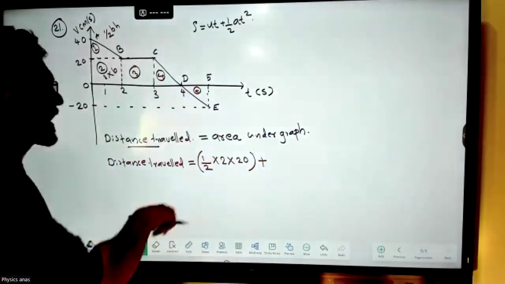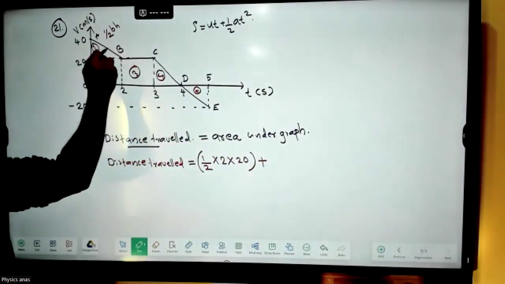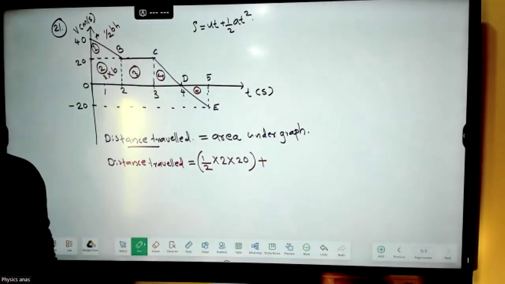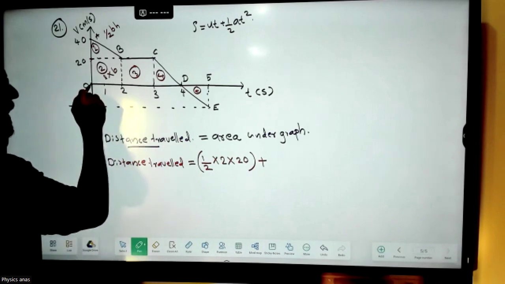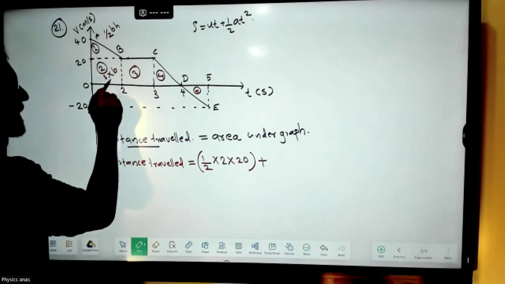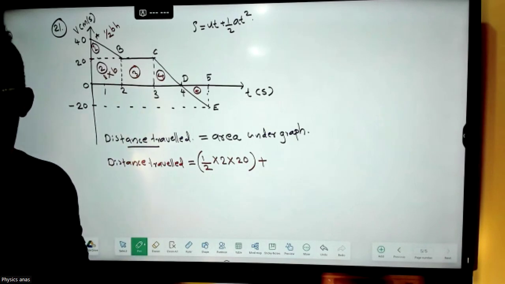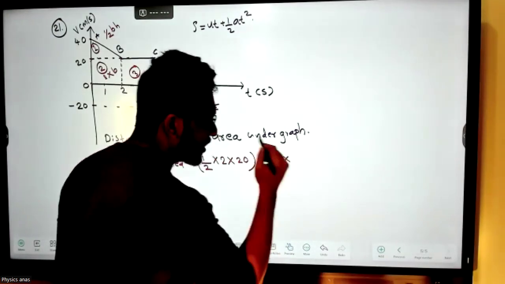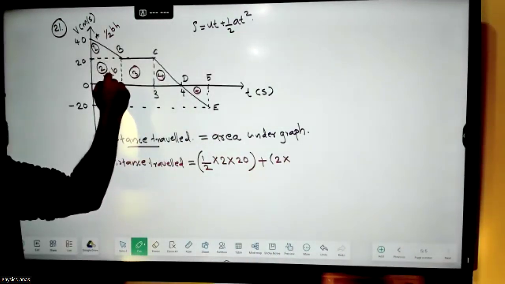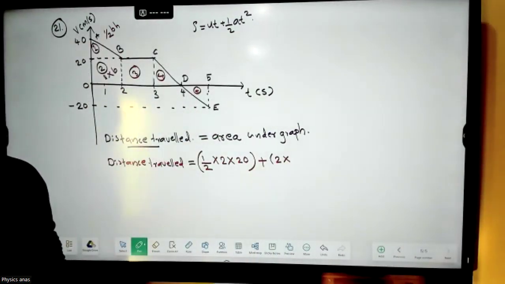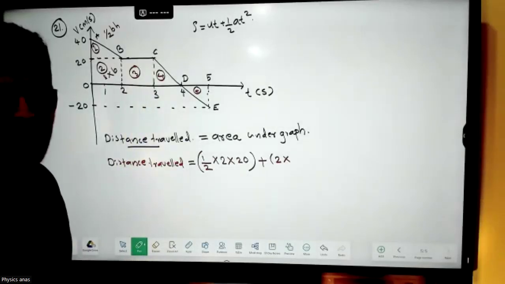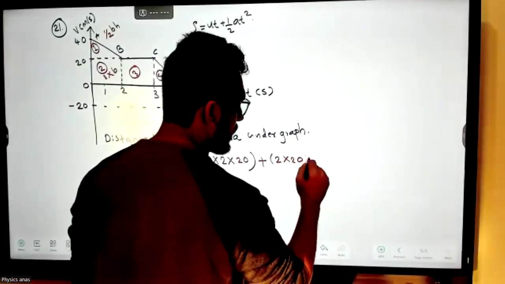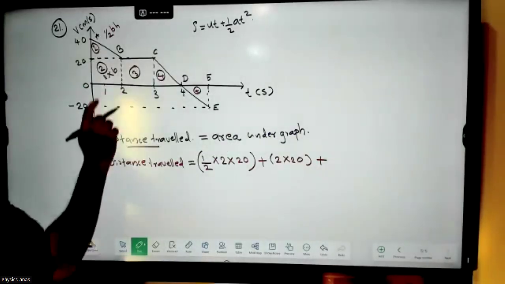Plus, what is the second area? How can you find the second area? Length into breadth. What is L here? That's from 0 to 2, so 2 minus 0, that's 2. Length into breadth. What is breadth? 0 to 20, 20 minus 0, that's 20. So 2 into 20.